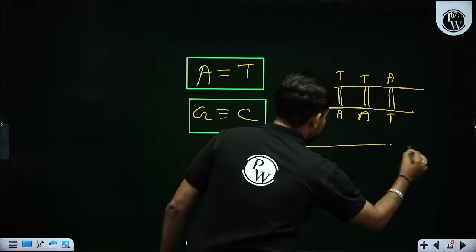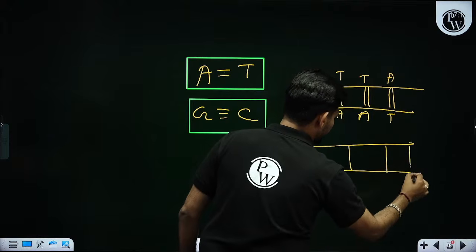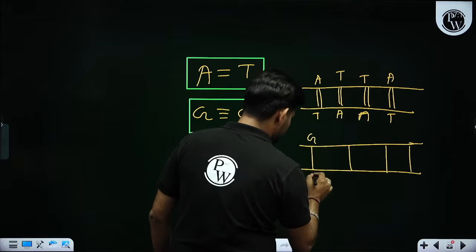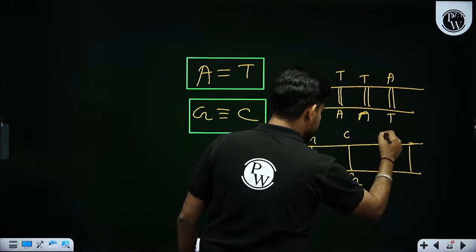So this is one piece of DNA. This is another piece of DNA. Right? Okay. Now here you are finding there are more G and C present.